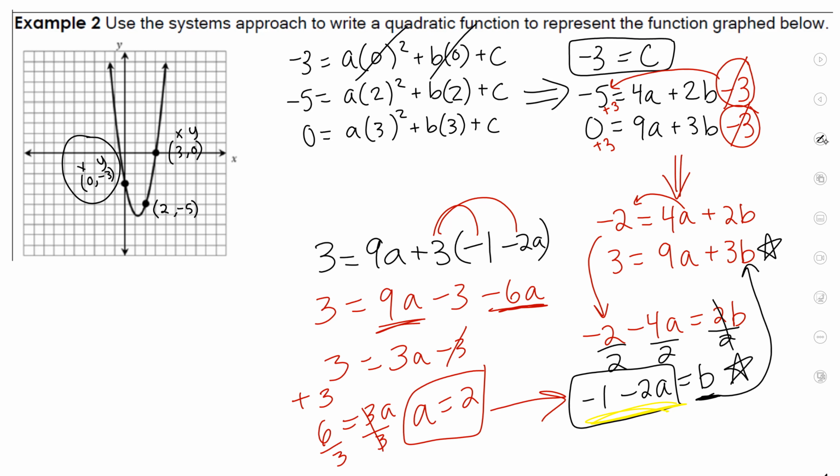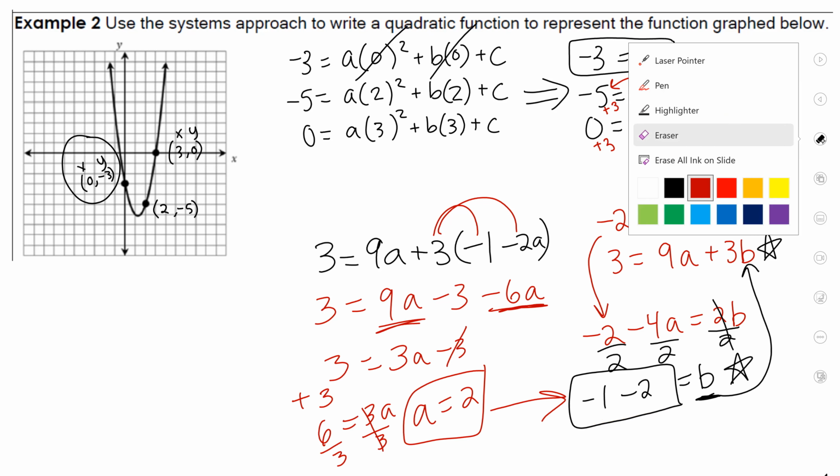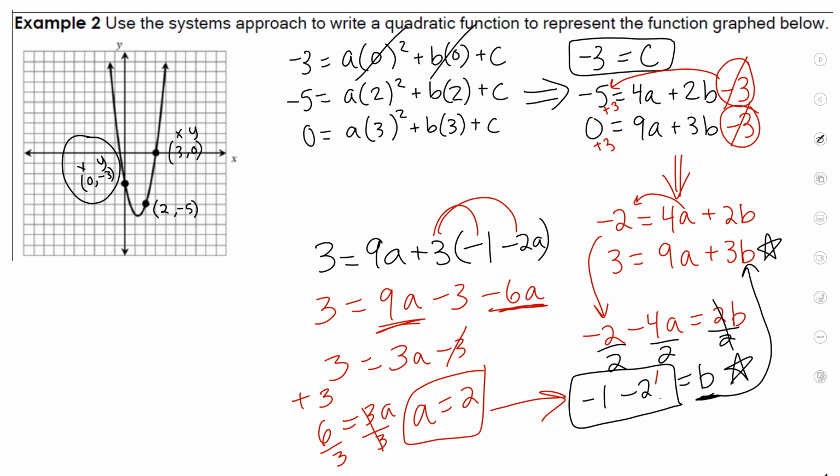We can find b right here. I'm going to erase this a and plug in a 2. So I have -1 minus 2 times 2 is 4. So guys, what is b equal to? b is -5. -1 minus 4 is -5. And we already know what c is, right? They told us in the very beginning that c was -3.